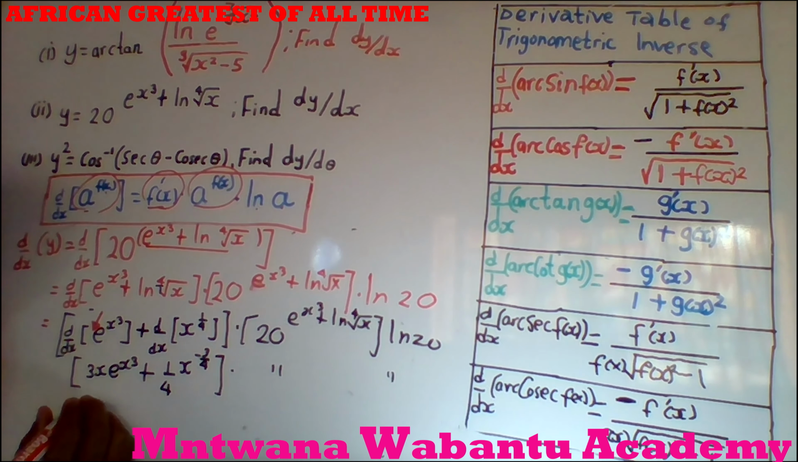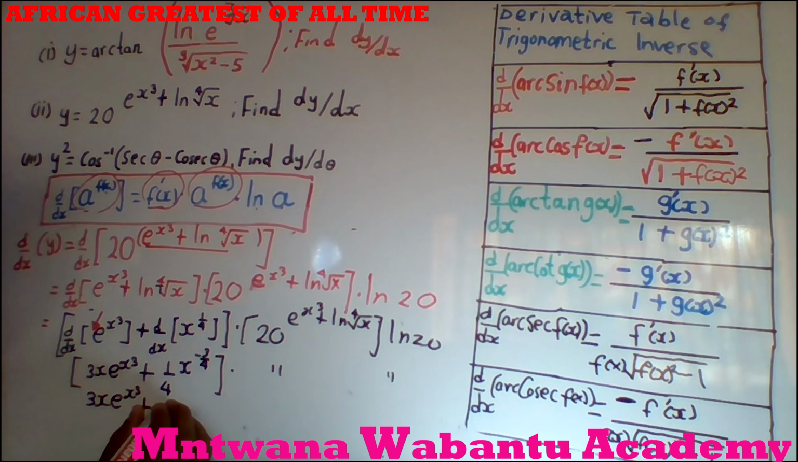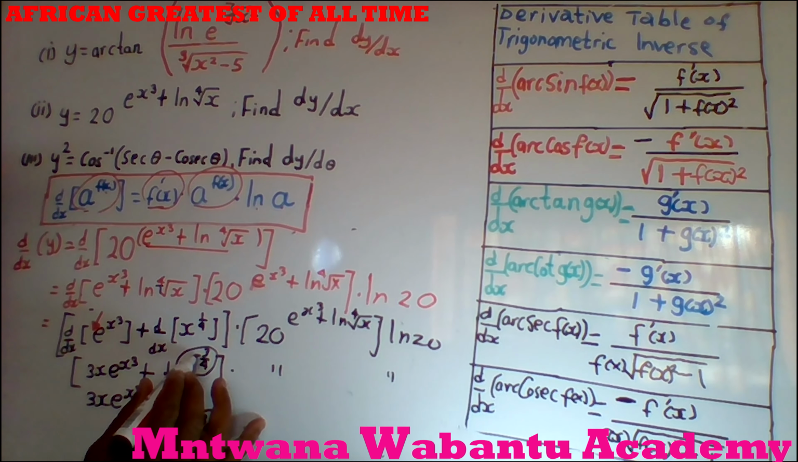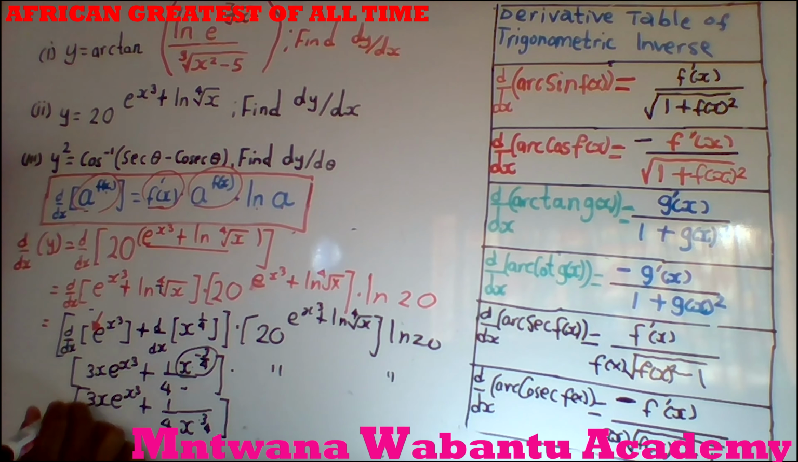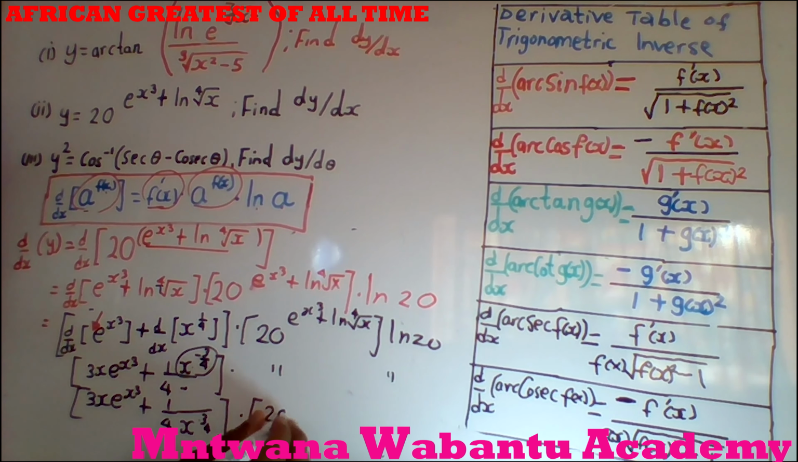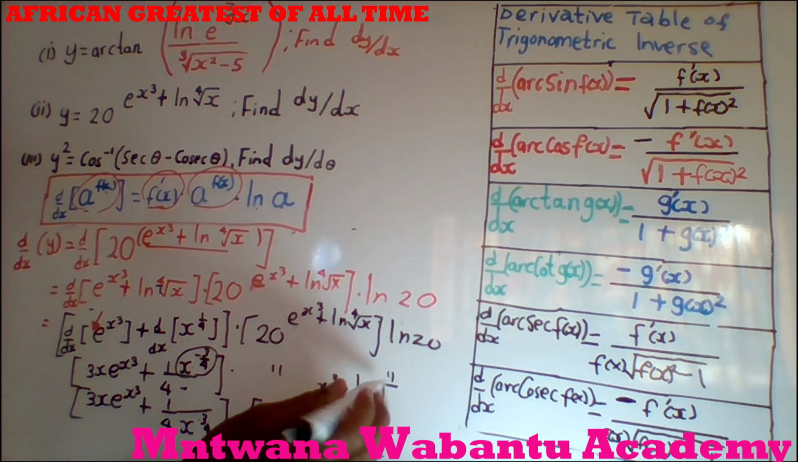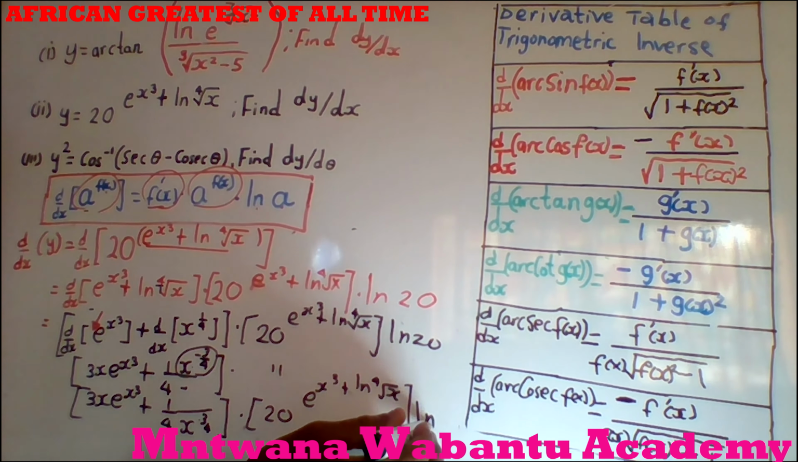Now finally, this is going to become 3x^2 e^(x^3), and then plus this is going to be 1/4, but this power is negative, so you can reciprocate and write it under here. So it's going to become x^(3/4), meaning it becomes positive when it comes to the bottom. And then that's it. Then I'm going to multiply by 20 to the power e^(x^3) plus ln of the fourth root, and then all this times ln of 20.